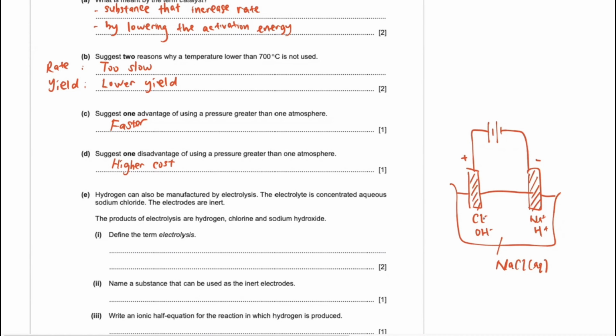Chloride. When it's concentrated, we choose halogens to form products. Out of these two, which is going to form products? Sodium or hydrogen? Hydrogen. Although Na is in high concentration, Na is too reactive, so it cannot form product. Hydrogen ion is going to form H2. Chloride is going to form Cl2. What remains is these two, Na plus and OH minus. So that's why sodium hydroxide is also a product. That is the remaining here. Chlorine, hydrogen, so three products.